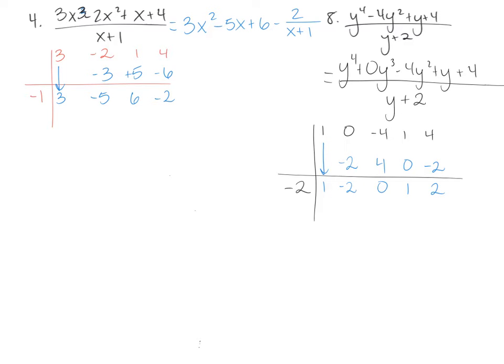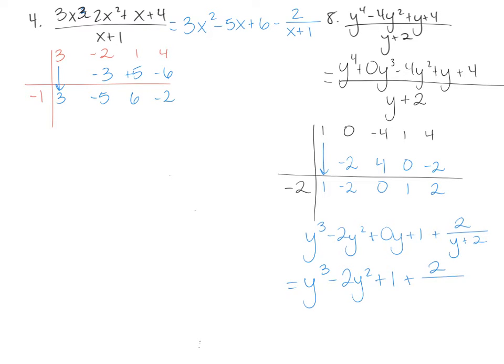So our new polynomial is going to be y cubed minus 2y squared plus 0y plus 1 plus 2 over y plus 2. Or, this is a more simplified version, y cubed minus 2y squared plus 1 plus 2 over y plus 2.